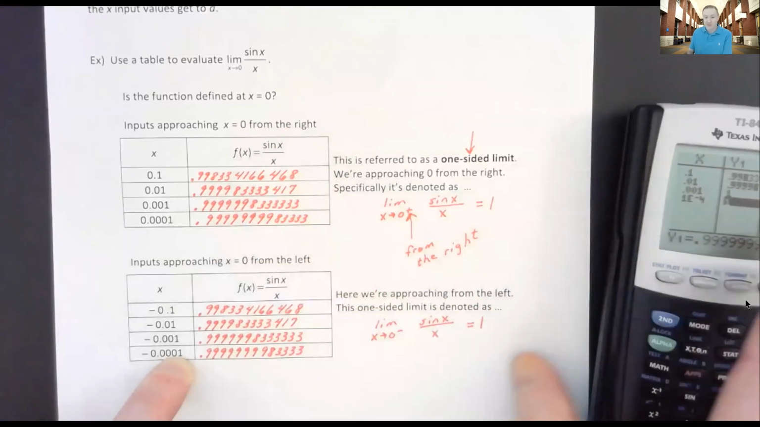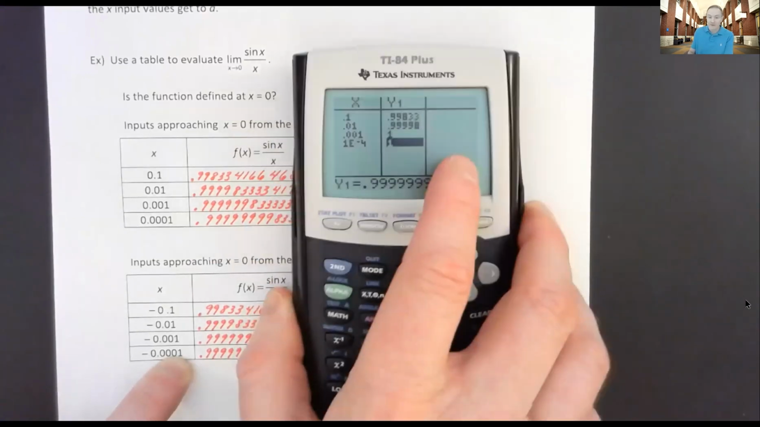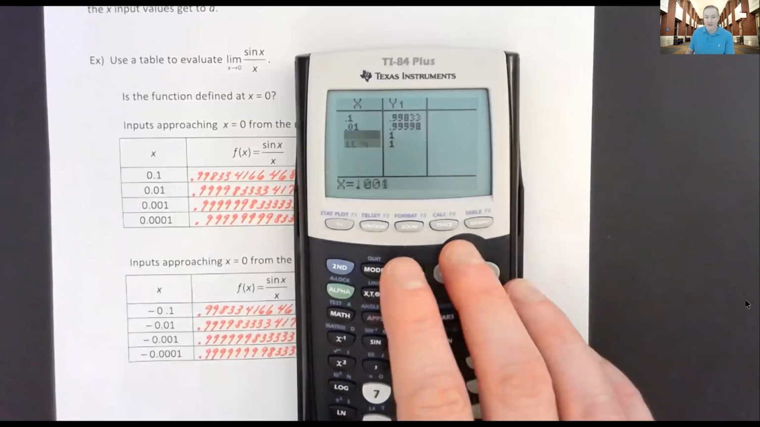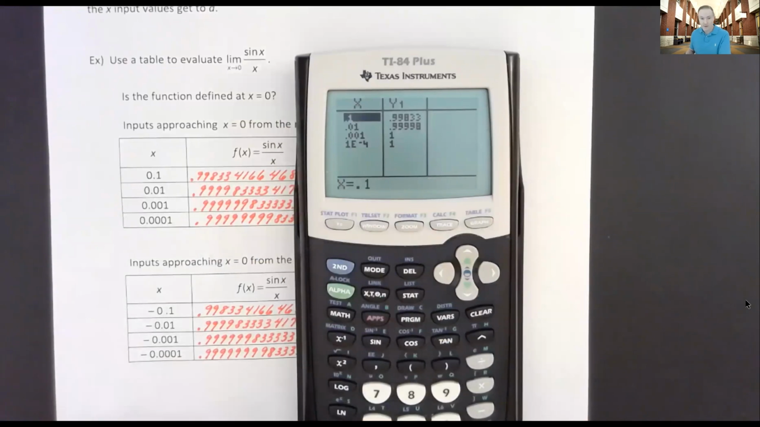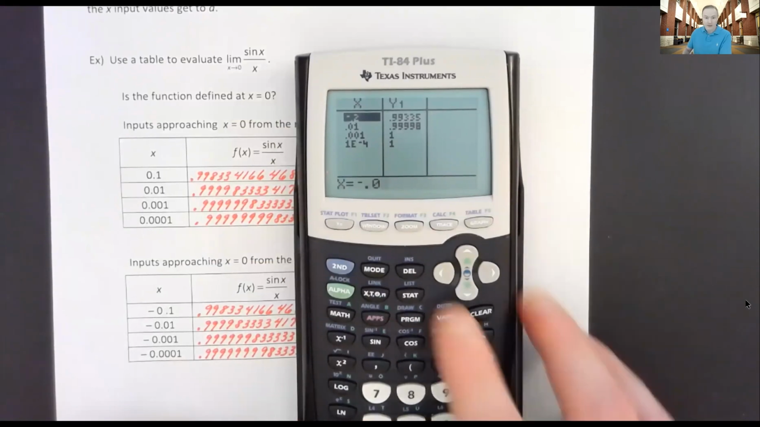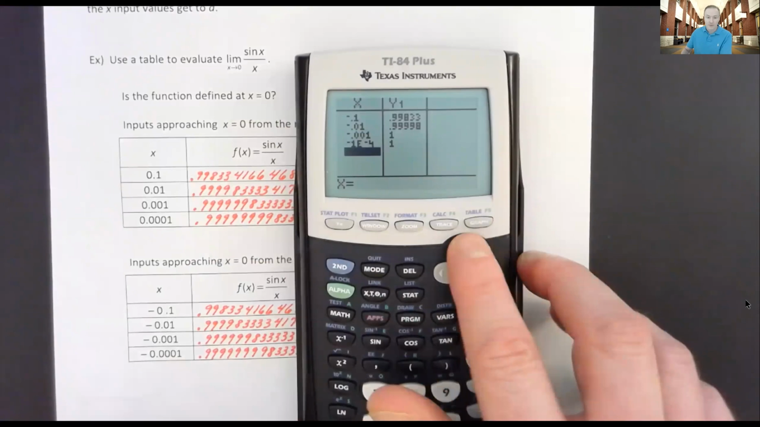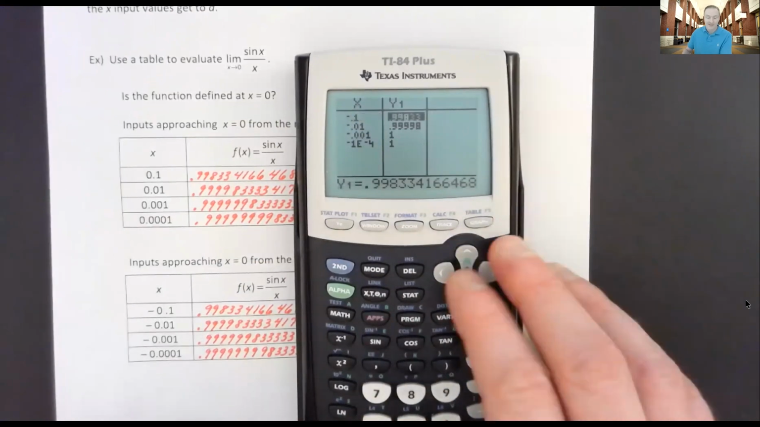Even functions are always symmetric about the y-axis, so they have the exact same y values for f of x and f of negative x. You can see that here by typing in negative points: negative 0.1, negative 0.01, negative 0.001, and negative 0.0001. Please notice the y values stayed the same.